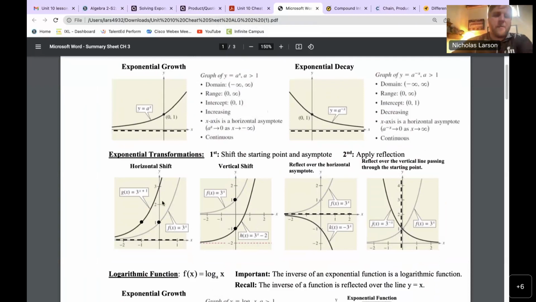Anytime you have intercepts like this, if you're graphing a function, you've got to label your x-intercepts if it crosses the x-axis and any y-intercepts if it crosses the y-axis. That's just best practices for when you are graphing anything. So again, growth, decay, move left or right, move up or down, reflection. Look what happens: we've got this negative sign, which creates a reflection, and in our exponent, it reflects it a different way, over a vertical line.